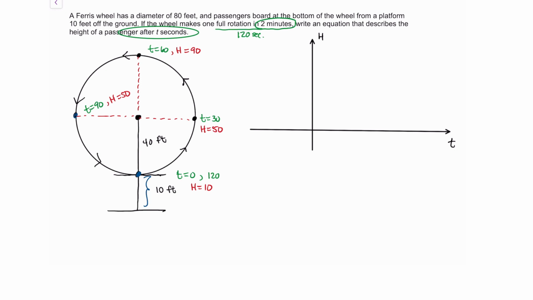So as you can see, this is a periodic function. Every 120 seconds, we're going to cycle through the same heights in the same order. Okay, so what does this look like as a sinusoid?